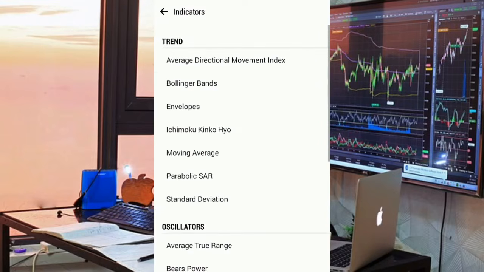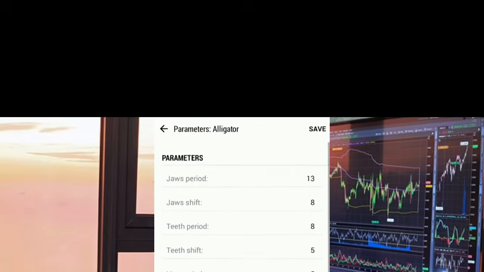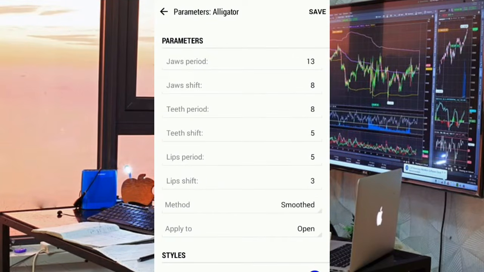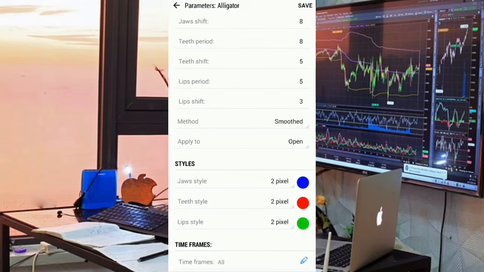On the indicator window 1, I want us to go just down. Under Bill Williams, there is one they call alligator. For the alligator, I want us to enter these: Jaw period 13, Jaw shift 8, Teeth period 8, Teeth shift 5, Lips period 5, Lips shift 3, method smoothed, apply to open, Jaw style 2 pixel blue, Teeth style 2 pixel red, Lips style 2 pixel green. And make sure all time frames are in there. On this one, what we mind mostly are these guys.